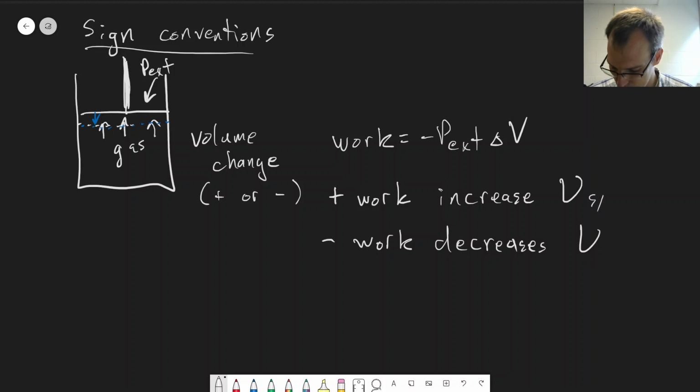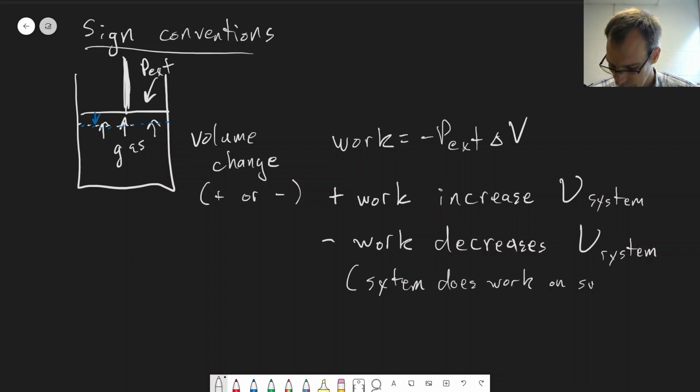U. And let me be specific here. We're talking about the system here. Right, so negative work decreases U system. That means the system does work on the surroundings. So to get this to work with the delta V values, you have to have a negative sign here for this convention to work out.